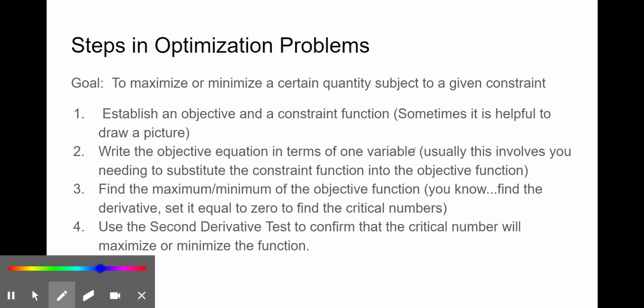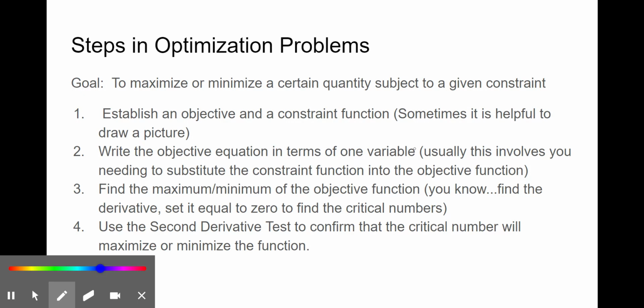All right, so to do that, here's what you're going to do. You're going to establish two things, an objective and a constraint. And sometimes it's useful to draw a picture to do that. You're going to write the objective equation in terms of one variable. Usually that means you have to take the constraint and sub it into the objective to make that happen. We'll see that in a few minutes.